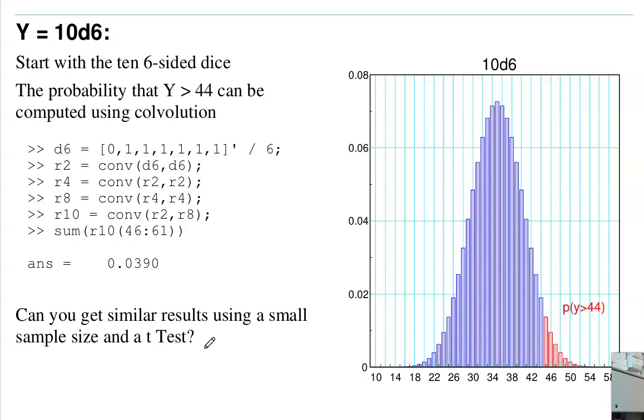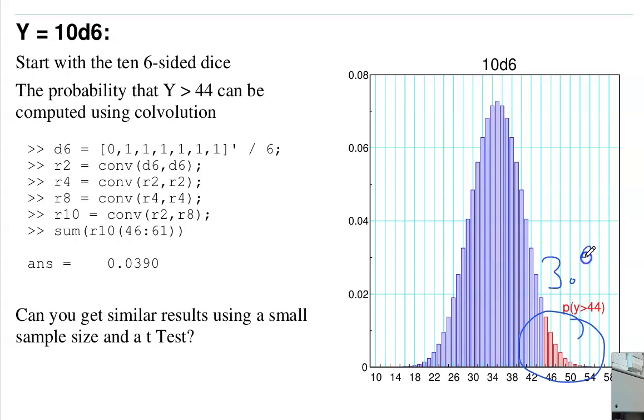Another example. Suppose I roll 10 six-sided dice. What's the chance that the numbers will be bigger than 44? Well, one way to do that is convolution. I know what the probability is for rolling a single die. Use convolution to get 2 dice, 4 dice, 8 dice, 10 dice, then just add. What are the numbers 45 and higher? And this is offset by 1. So the first entry in MATLAB is a 0, second entry is a 1, third entry is a 2. So 46 means 45. This is adding up the numbers 45 and higher, and I get 3.9%. That's this area right here.